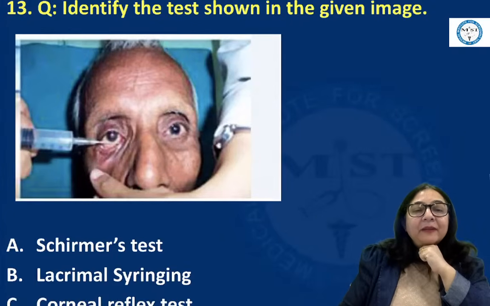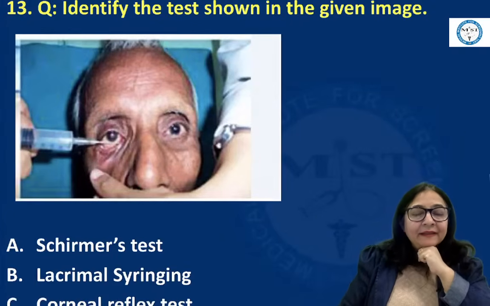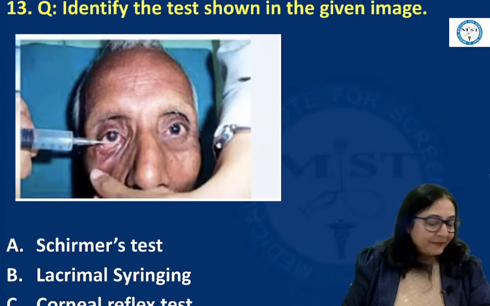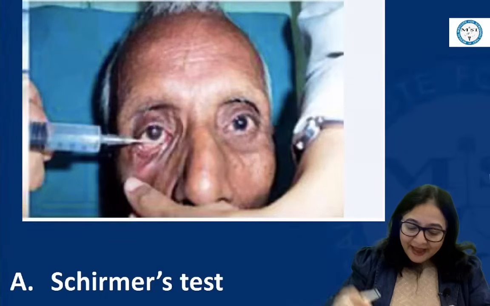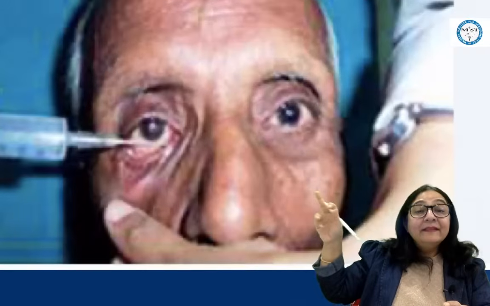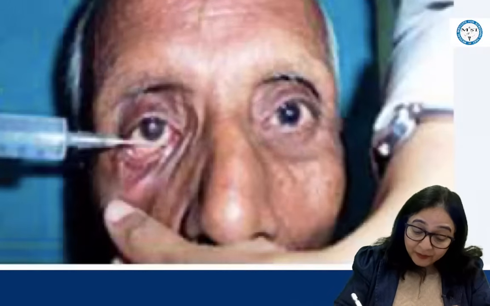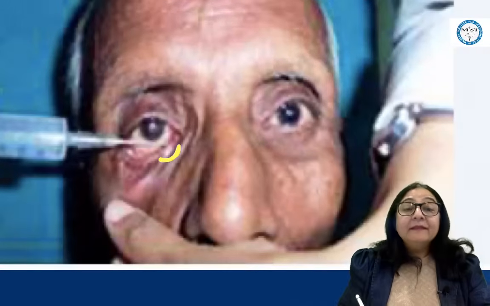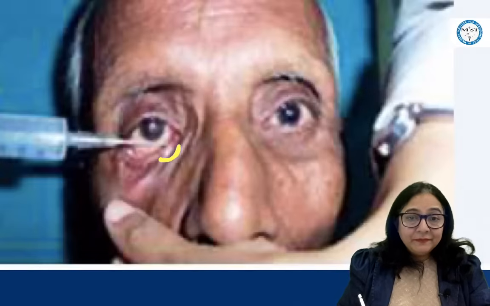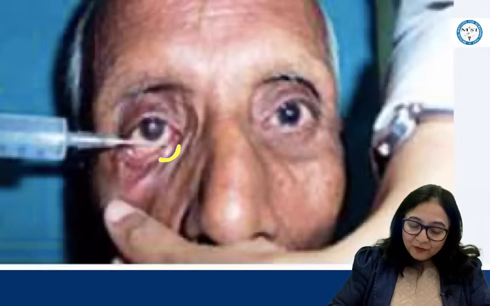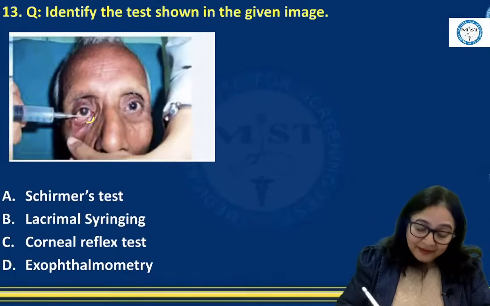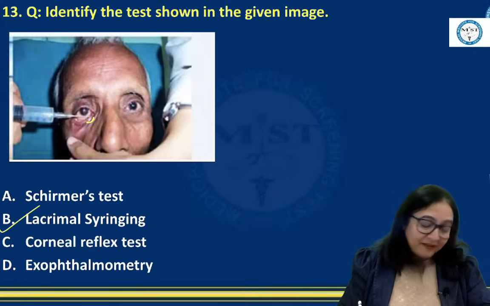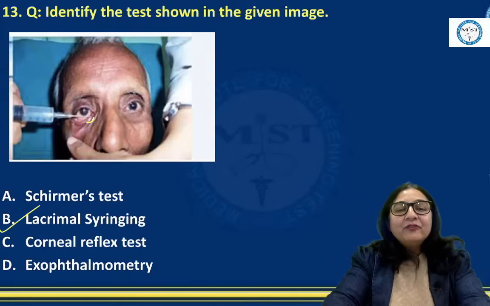So have a look. This patient is getting a test done in the right eye. So what is the test being done? Very easy to identify. If you see here, the doctor is holding a syringe in the hand, and this syringe, which has a cannula, is inside the punctum on the lower lid. So this is the procedure of lacrimal syringing. Lacrimal syringing, very good.